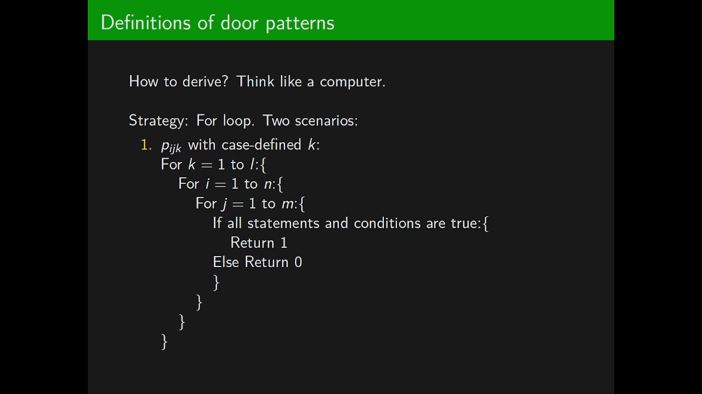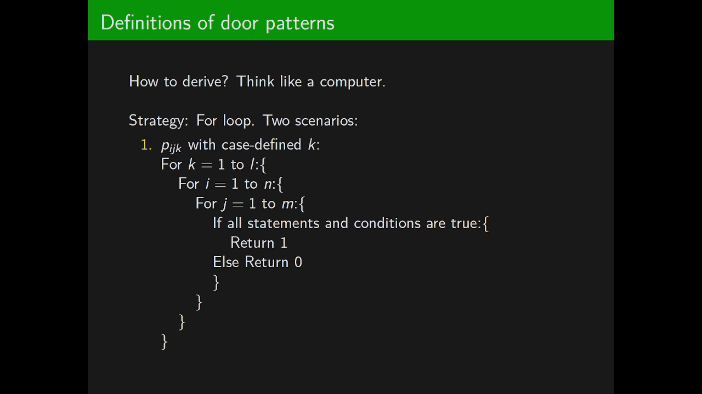So we have two scenarios. Now, the first method is Pijk with case-defined k. So case-defined k, what does it mean? It really tells you Pij1, Pij2, Pij3, so on and so forth.